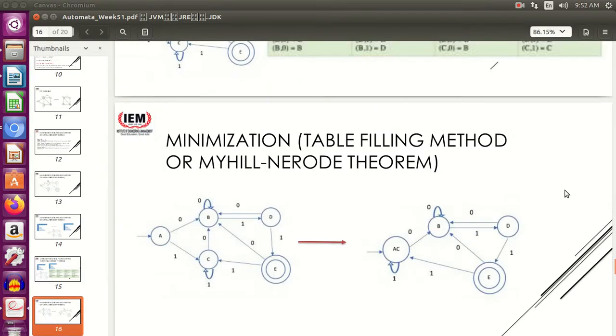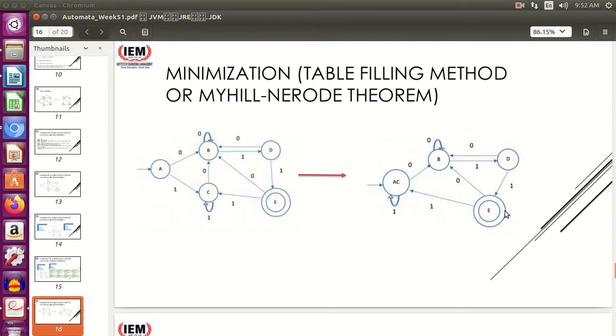We have combined AC as a single state and all the other states remain the same, right? And these transitions can be easily checked from here. They remain the same. Transitions are actually not altered. So just check one transition.